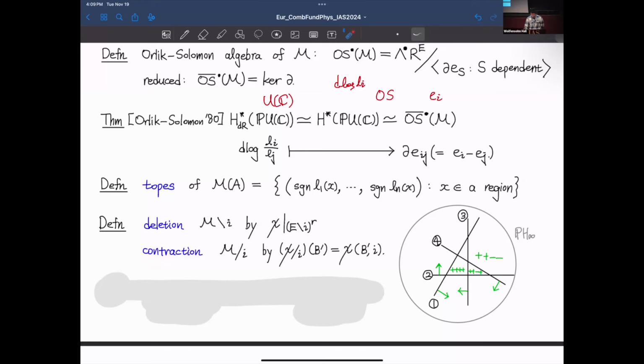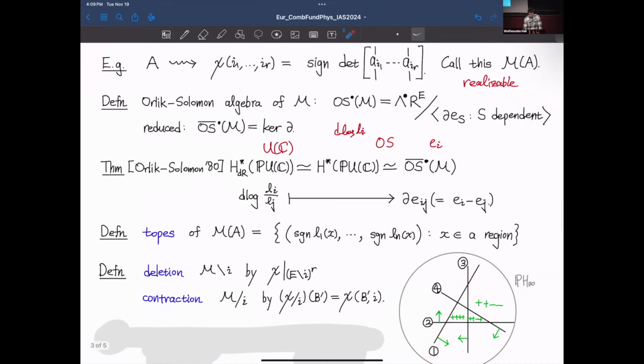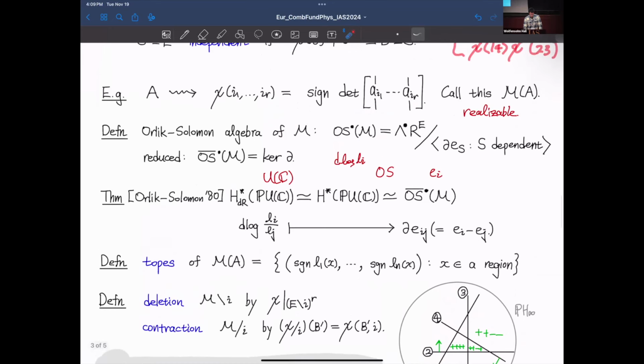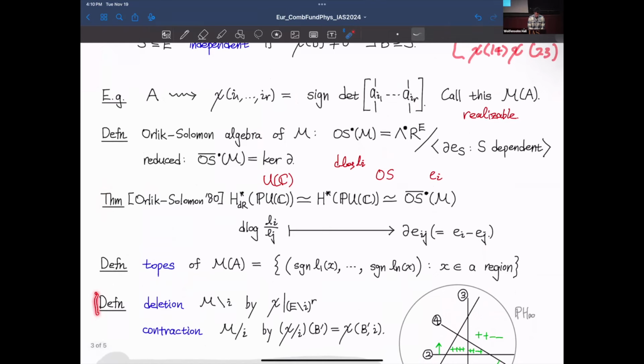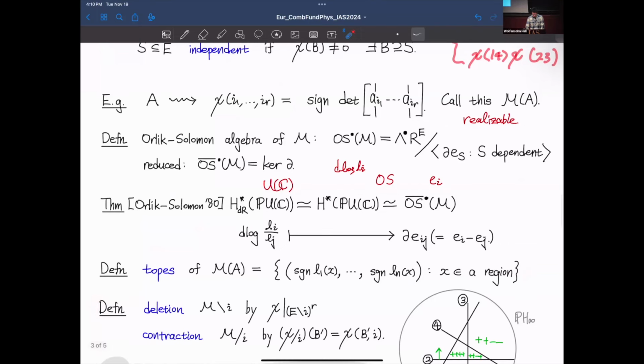And contraction in the hyperplane arrangement picture corresponds to restricting my hyperplane arrangement to a hyperplane. For instance, if I contract at 1, I have an arrangement of 3 points on that hyperplane, and so forth. So far, all these notions have a realizable counterpart. And other than this theorem, it was relatively easy to guess and prove that these deletion and contraction work, and tope work, and so forth.